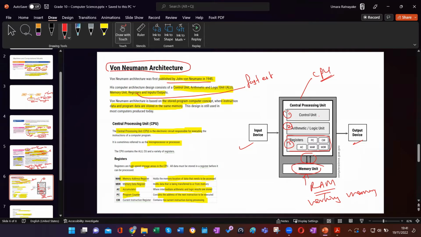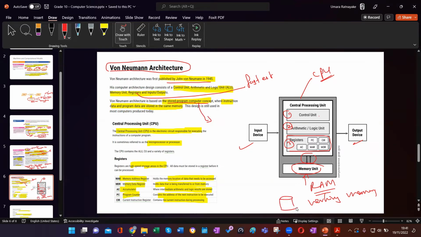Okay, so be careful when you get a von Neumann diagram like this or a similar one, because there can be so many similar diagrams. Von Neumann architecture is based on the stored program computer concept. So this guy came up with an idea of a stored program. As the name says, the program is stored. Where is it stored? It's stored in the RAM, but before RAM, it's stored in the hard drive. That's what we do, right?